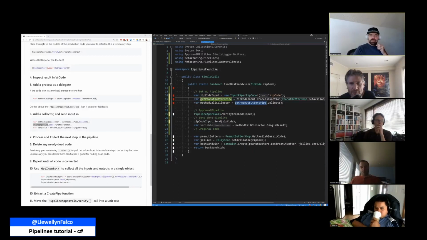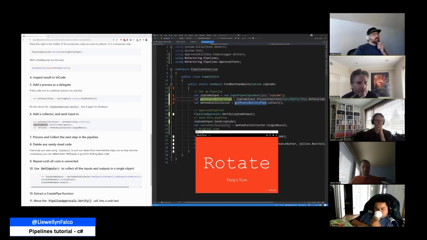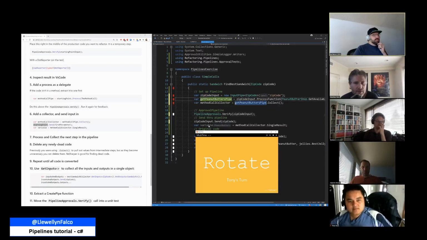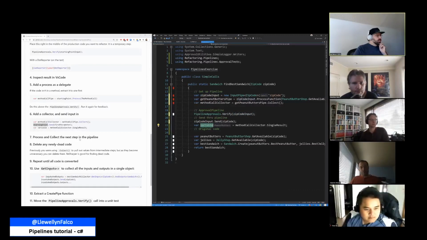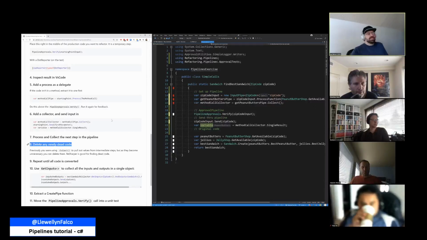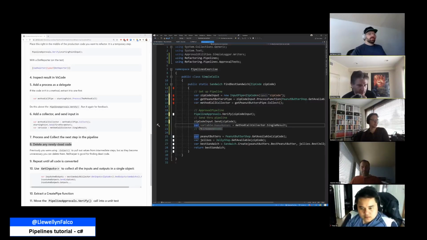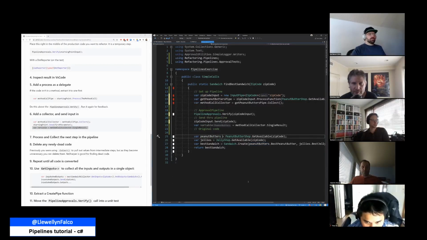There's a missing step here, because we're supposed to take this result and use it. Process and collect the next step in the pipeline, delete and remove. Yeah, there's something that needs to happen here, which is we've collected this variable. Type the peanut butters of line 6, so that it isn't a variable. It's var peanut butters equals peanut butter pipe dot single result. Or you have method call collector, but it should be peanut butter collector dot.